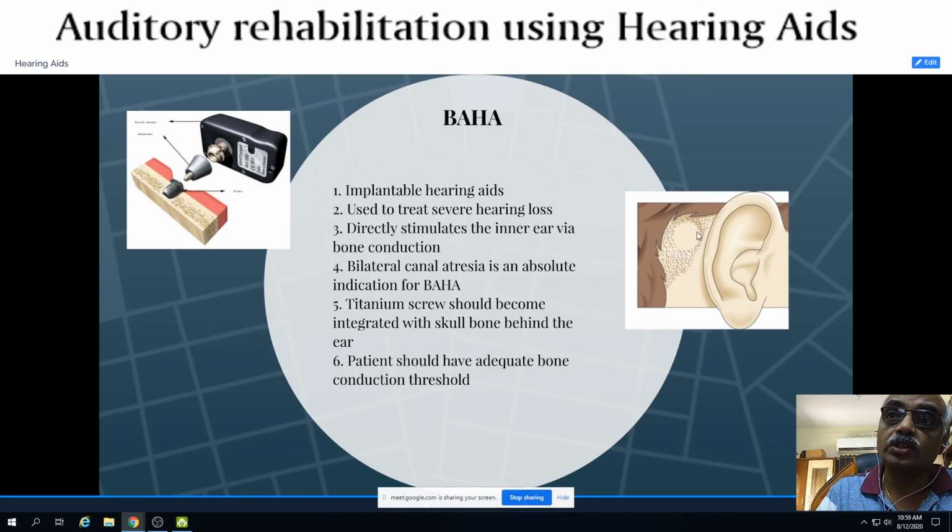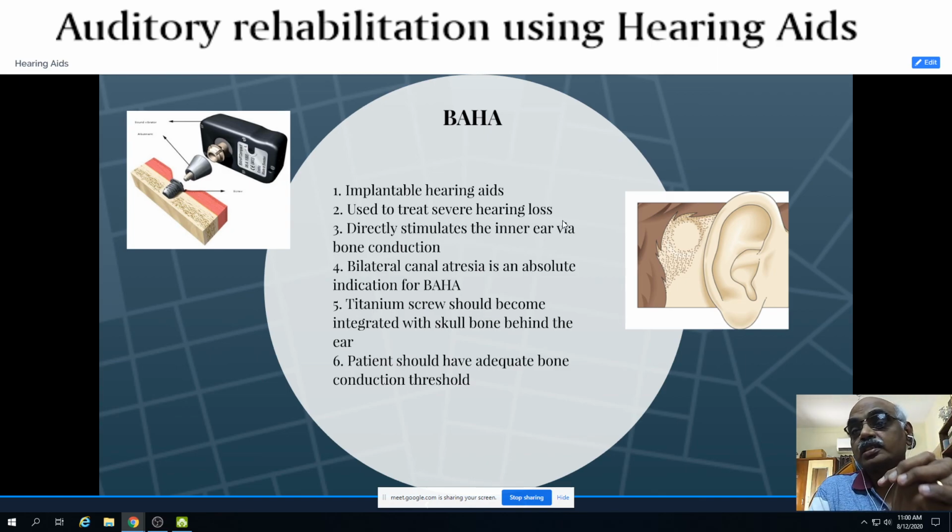Allow the titanium screw to get integrated with the bone. That is called osseointegration. Usually it takes 2 to 3 weeks for osseointegration to occur. As soon as that has occurred, this external device, which is actually a hearing aid, gets screwed into the titanium screw here. So this hearing aid directly stimulates the inner ear via bone conduction.